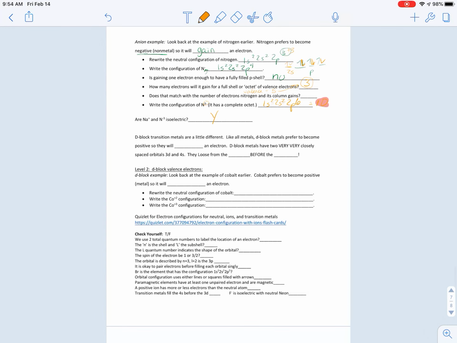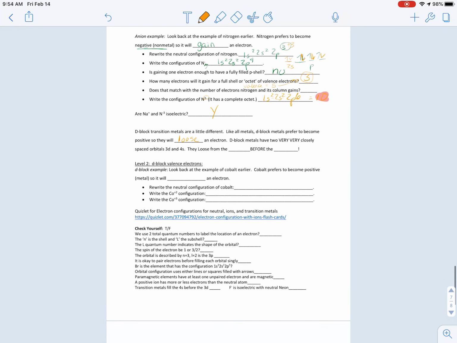So you also need to understand right here about the D block transition metals. They are a little bit different. Like all metals, they prefer to become positive. So they will lose an electron because the electrons are negative. So when they lose the negative things, they become positive. And the D block metals have 2 very, very closely spaced orbitals. Again, we keep mentioning this 3D, the 4s. There's also the 4D and the 5s they're close to.